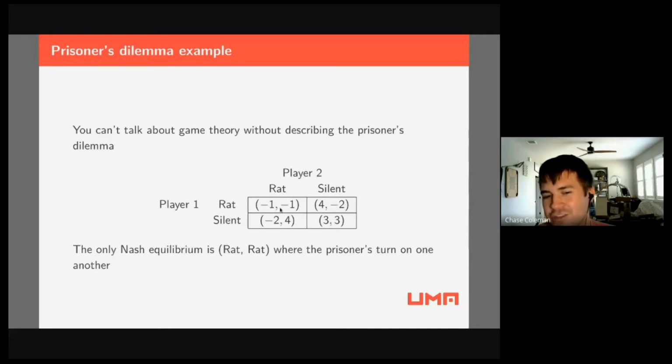If you rat each other out, you both go to jail, but with a slightly smaller sentence. And if you stay silent and he rats you out, you end up with -2, and he ends up with 4. And if you both stay silent, they don't have enough to convict you on the larger charge. And so you both get 3. So 4 is you get to walk away. 3 is you get the smaller charge.